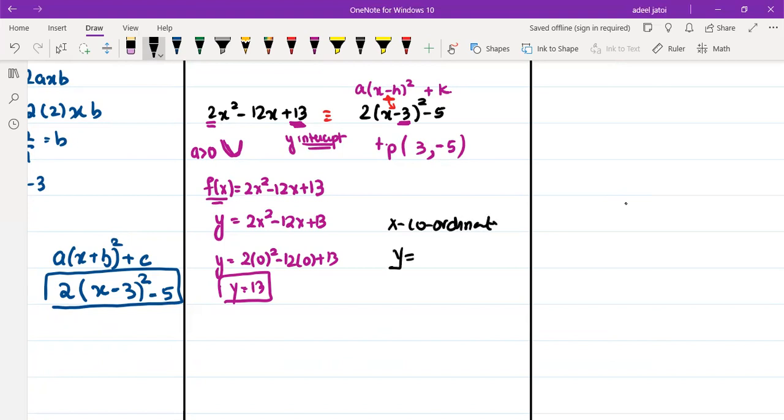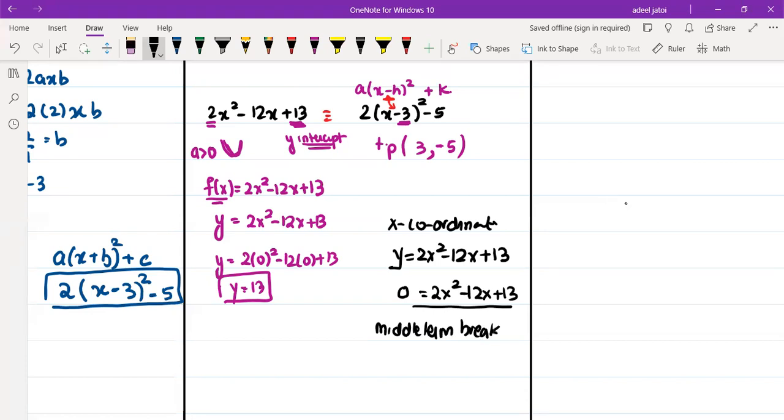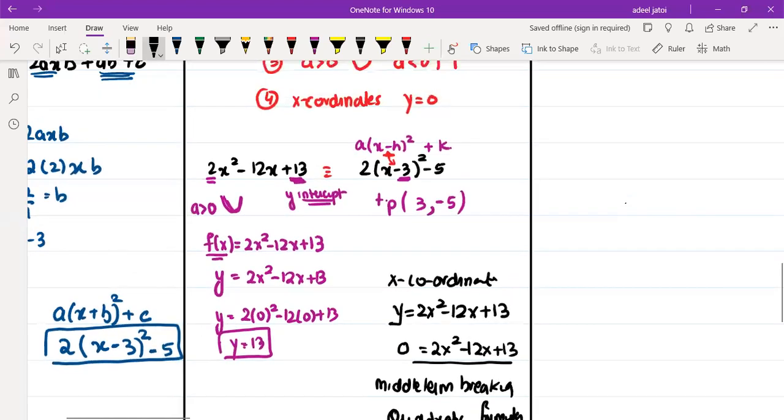So if I say y is equal to 2x square minus 12x plus 13, it can be written instead of f(x) as well, because that represents the equation of y. So if I say for what x coordinate y will be 0, can I substitute y and write this equation as the given formula? That is 2x square minus 12x plus 13. In this case, we can either use middle term breaking, or we can use the quadratic formula, considering that you need to find the values of x.